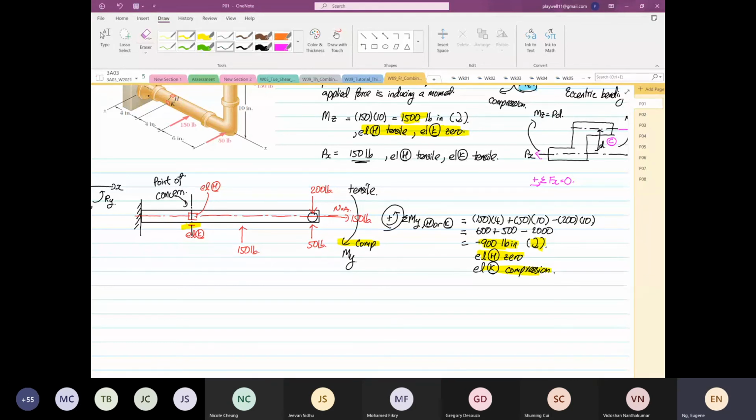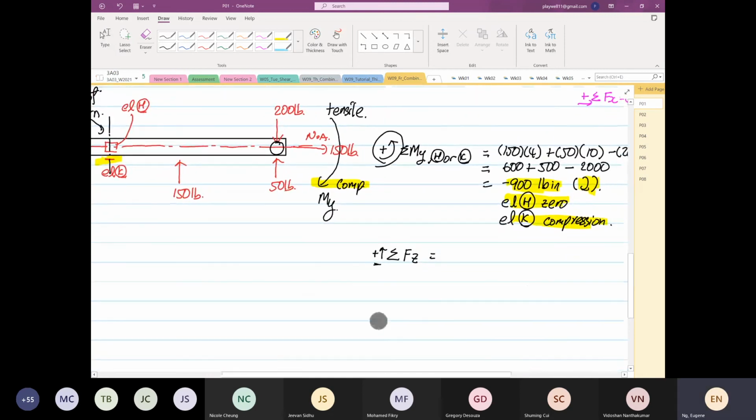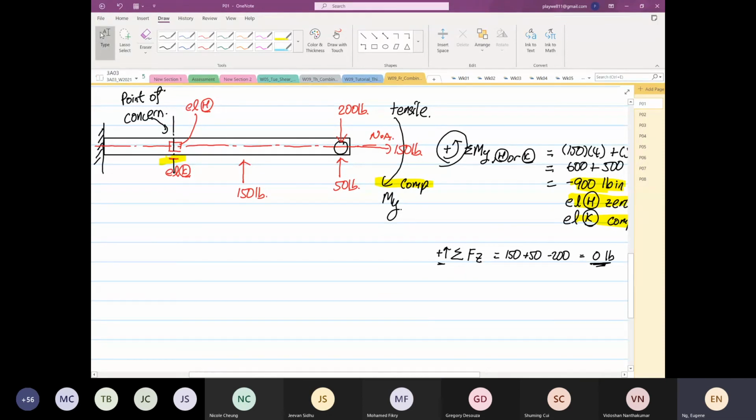We are going to do the next bit. We are not done. Now we are going to look at summation of forces. Positive is going upwards, Z. So we're going to add all the forces in the Z direction, with upwards based on the orientation we look at being positive. So this will be 150 plus 50 minus 200, which happens to be equal to 0 pounds. With that, is there anything else to analyze? The answer is no. Then we have to draw the third view.